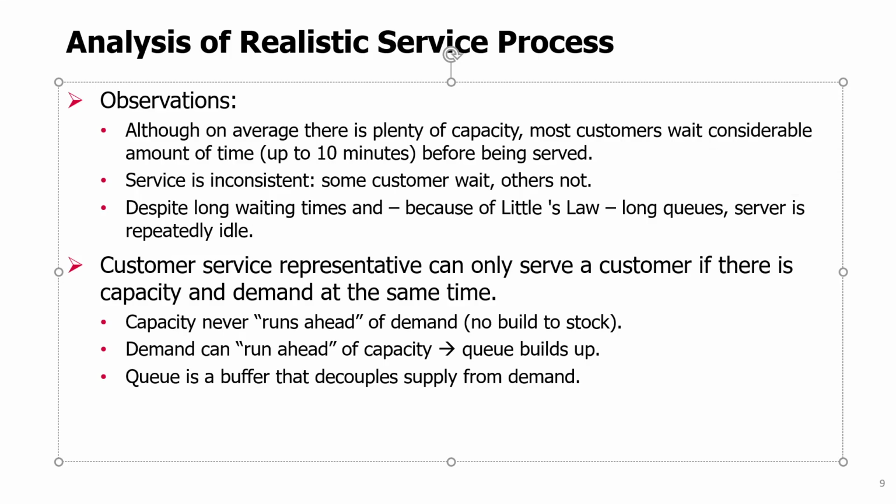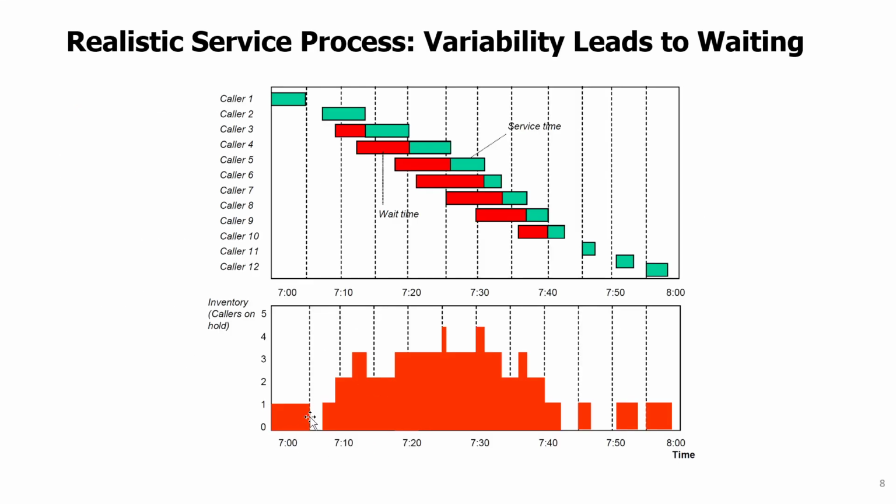Despite that, server is repeatedly idle. Server, which is the employee who's answering the phones, right, is idle here for a few minutes, idle here, idle here. So you have spikes when there is a lot of clients where suddenly the employee cannot cope, and you have times where the employee is underutilized when there is just few callers, and all of this due to randomness.